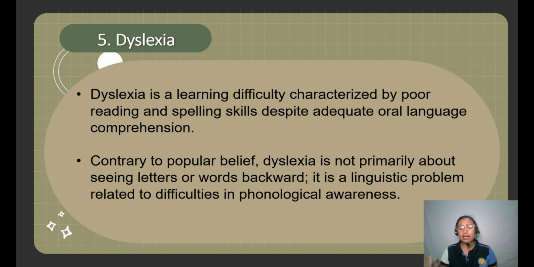That is why, if we observe a child who has dyslexia, our notion is that he or she sees the letters of the word in a backward pattern, but it's not. It's a linguistic problem related to the phonological awareness of the child. Therefore, the child doesn't know the sound of the letter before he or she knows the pattern of each letter.